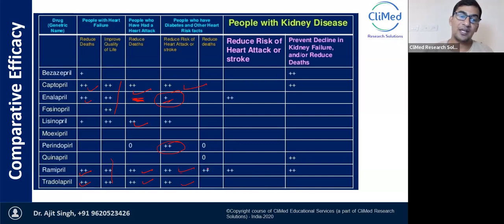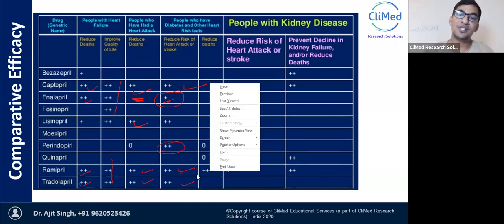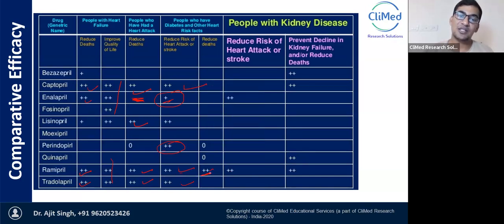And if you look at reducing deaths in diabetes patients, also with hypertension, then ramipril is on the top. Kidney patients, ramipril is the first choice, then second choice is enalapril. So look at this, first, the choice according to the evidences is ramipril, then enalapril. And if we have to think twice and select one more, then we can go for captopril or trandolapril.